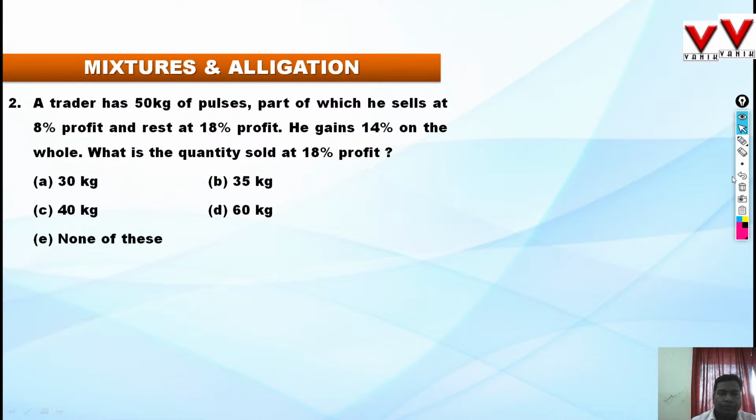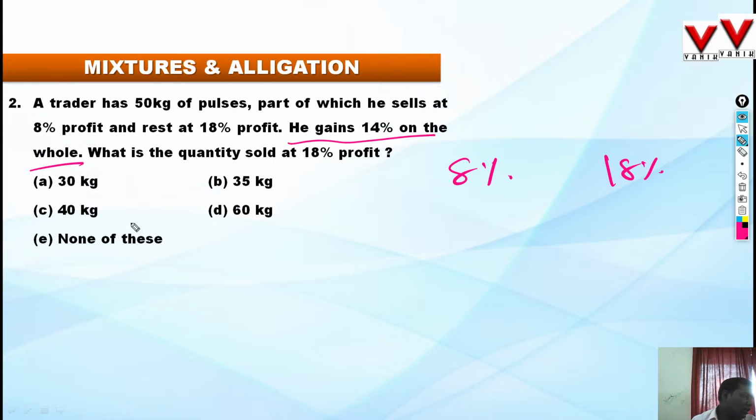A trader has 50 kg of fall, part of which he sells at 8% profit, I write here plus 8, and the rest at 18% profit. He gains 14% on the whole.